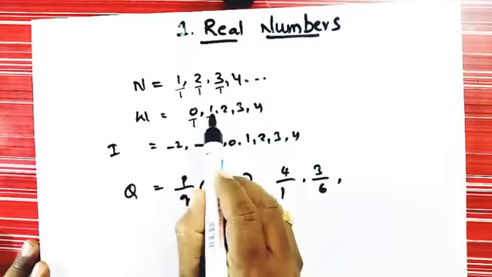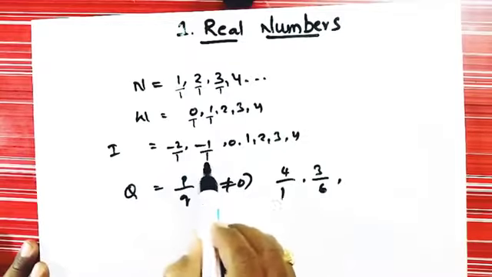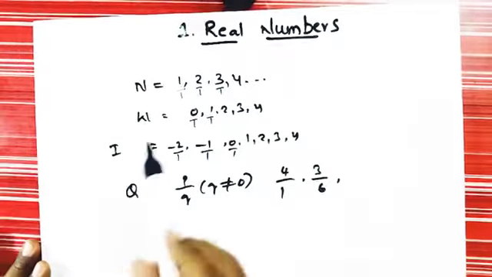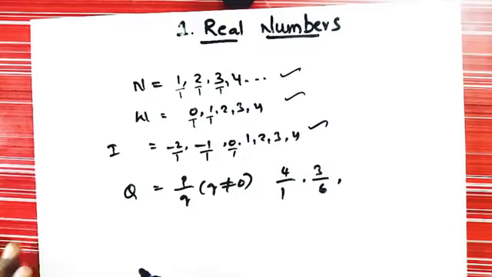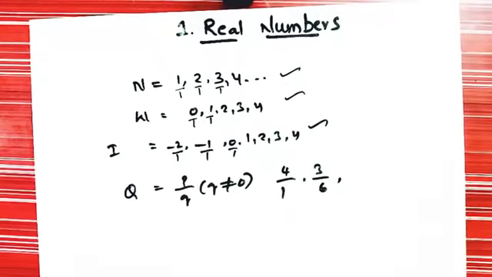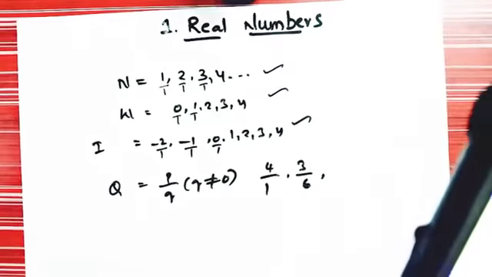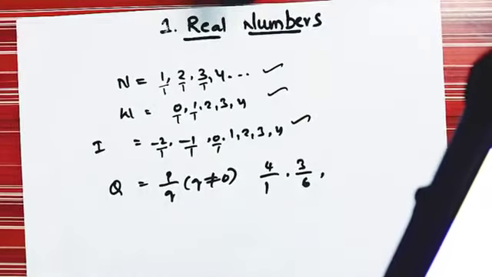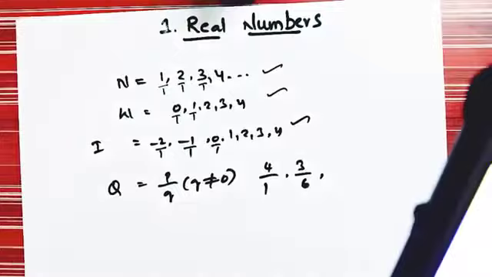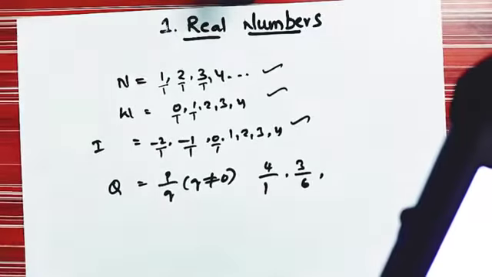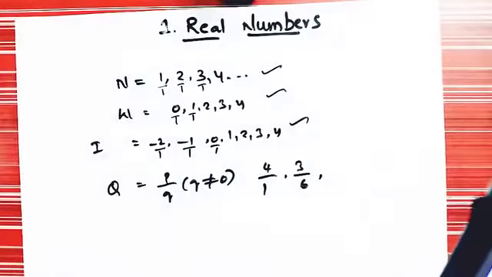So 0 by 1, 1 by 1, and integers can also be written with denominator 1. So every natural number, whole number, and integer is also called a rational number. So this rational number set is represented by capital letter Q. And we know how to represent whole numbers, natural numbers and integers on the number line. Now we will review rational numbers on the number line.